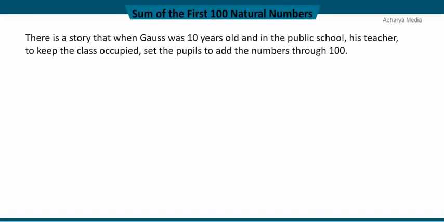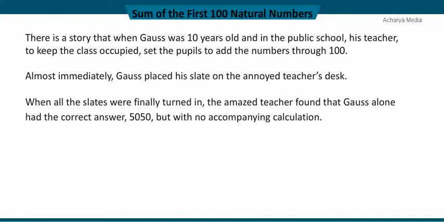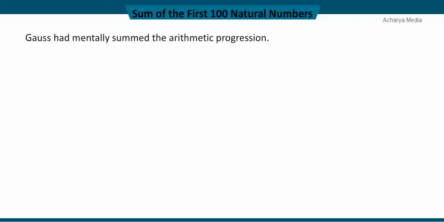Sum of the first 100 natural numbers. There is a story that when Gauss was 10 years old and in the public school, his teacher, to keep the class occupied, set the pupils to add the numbers through 100. Almost immediately, Gauss placed his slate on the annoyed teacher's desk. When all the slates were finally turned in, the amazed teacher found that Gauss alone had the correct answer, 5,050, but with no accompanying calculation. Gauss had mentally summed the arithmetic progression.